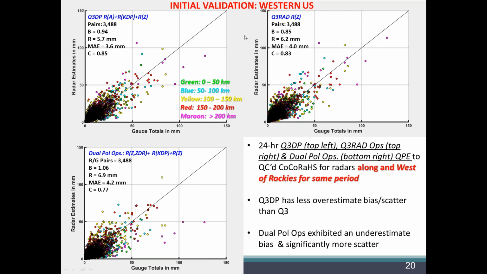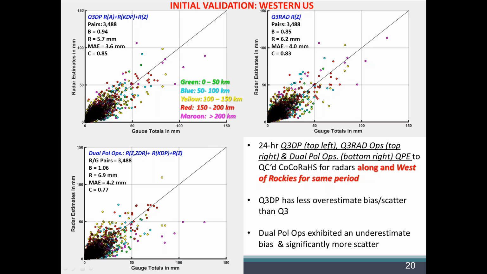These are some results that we captured from out west. Again, Q3 dual pole top left and dual pole operational on the bottom. And you can see that the Q3 dual pole does have less scatter and it does have lower errors and higher correlation, quite a bit higher correlation. When you compare Q3 dual pole to Q3 radar only, the errors are closer, but you can notice more of an overestimate bias to the Q3 radar only data.